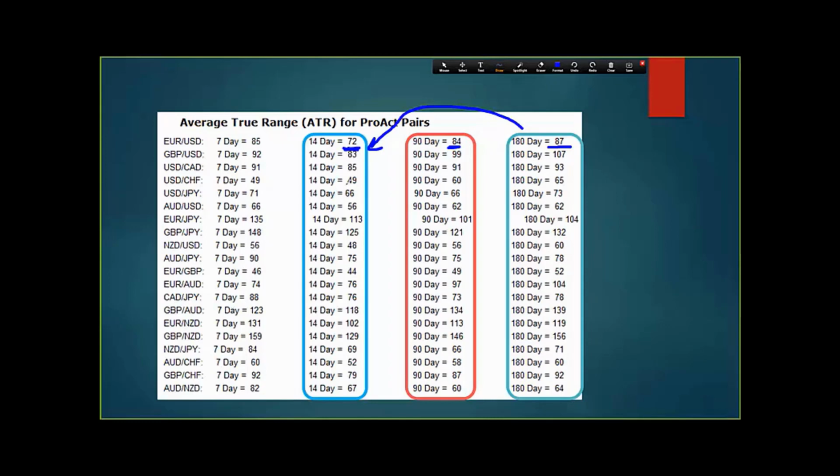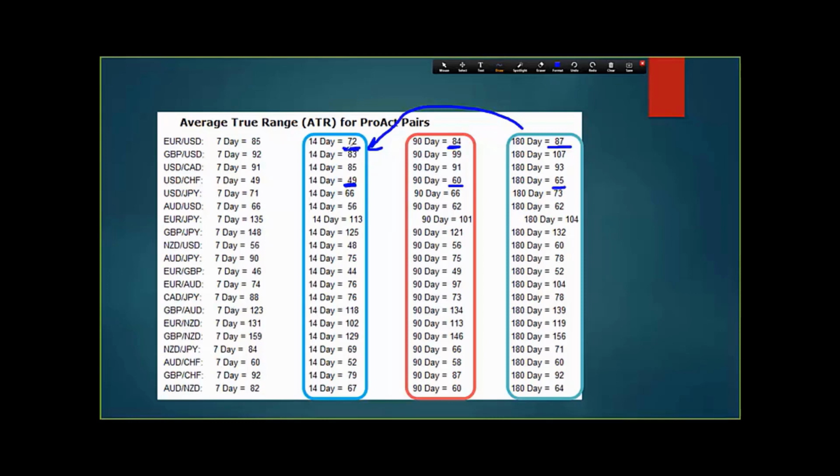And that's the same thing, for instance, the dollar Swissy. Right now it's only doing 49, but in 90 days it usually does 60, and in 180 days it usually does 65. We're empowered with information using this information, okay? So we can tell what a currency has a likelihood of doing today and how much it has already done.